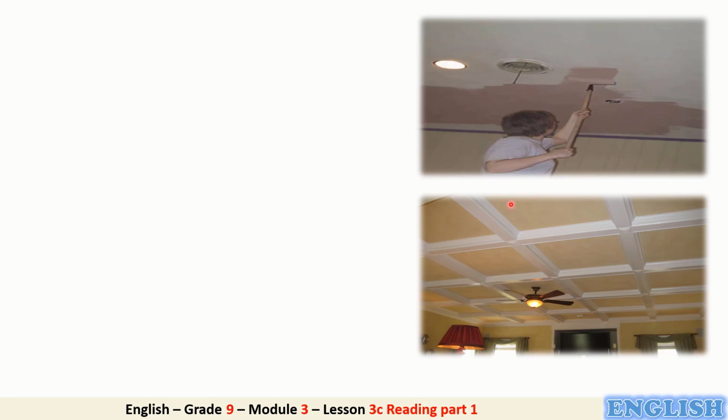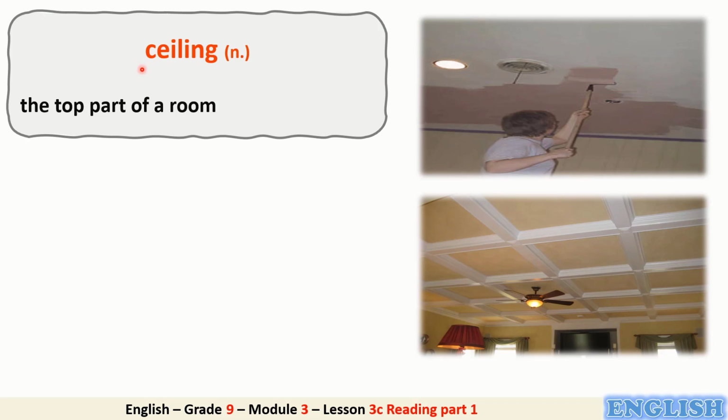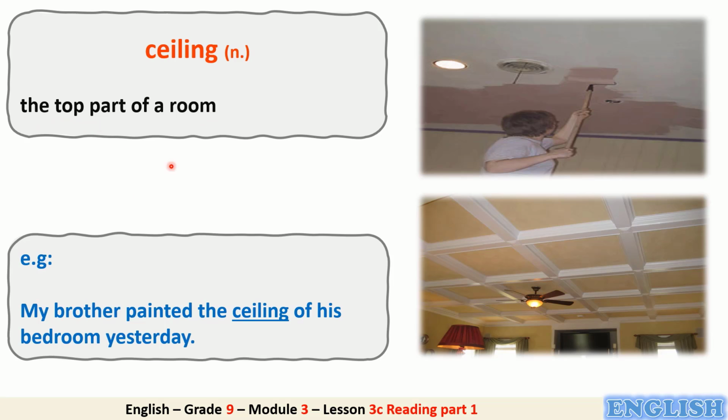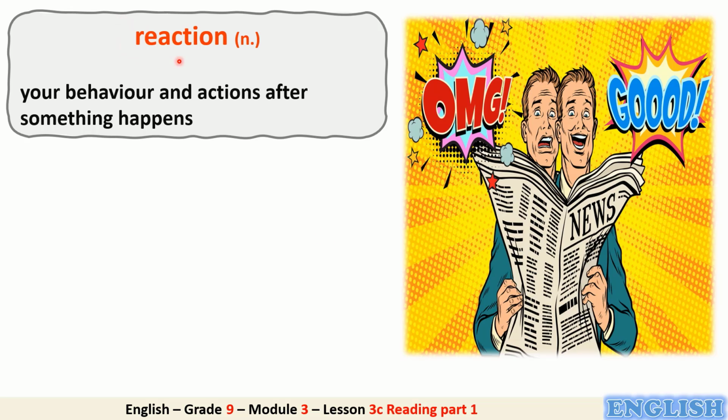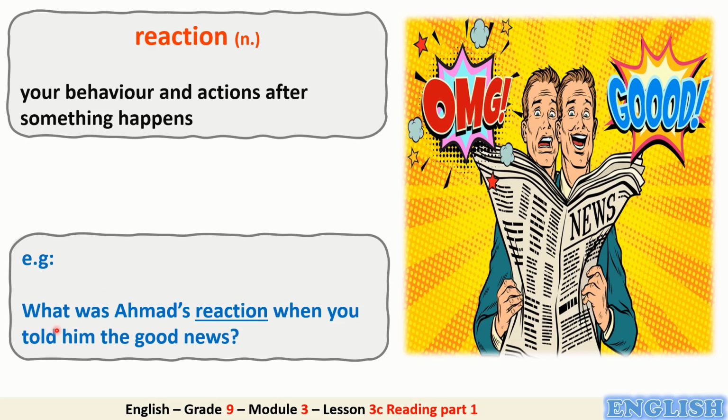Do you know what we call this part of a room? Excellent, my students. Ceiling, and it is a noun, which means the top part of a room. For example, my brother painted the ceiling of his bedroom yesterday. This is the last word in our lesson today. Reaction, and it is a noun, which means your behavior and actions after something happens. Let's see the example. What was Ahmed's reaction when you told him the good news?